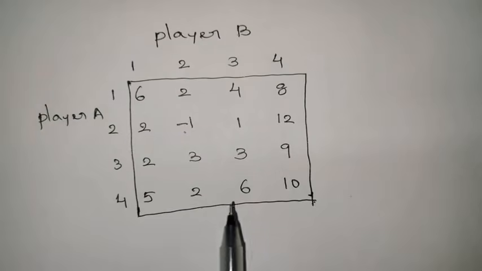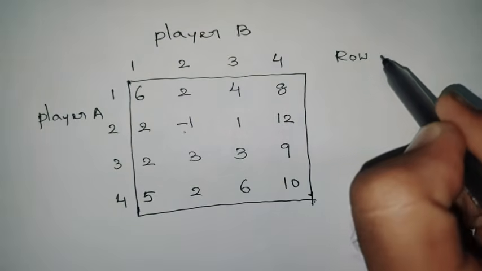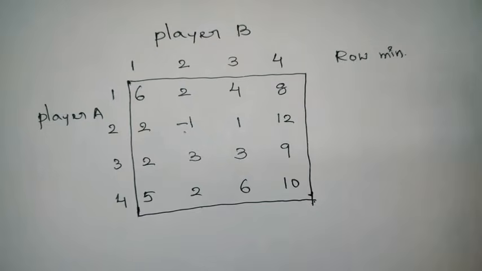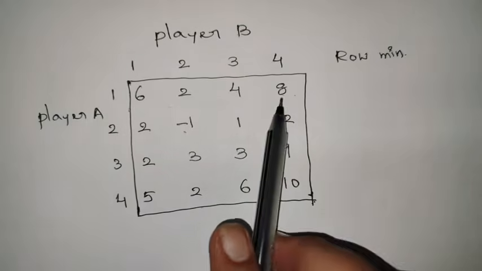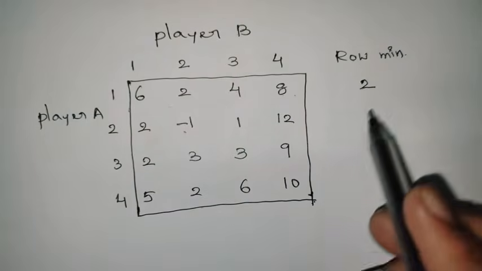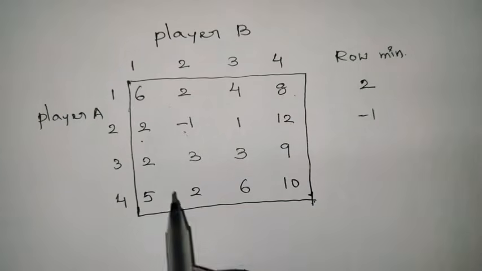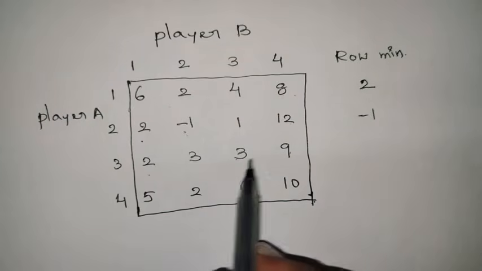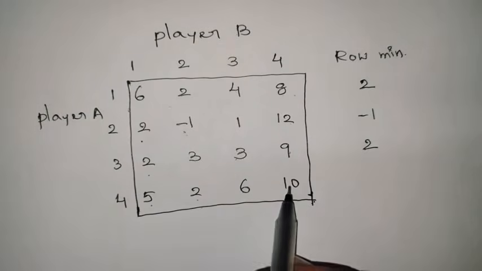I have rewritten the game. Now we need to find the row minimum values. Take the first row. What is the minimum value in the first row? In 6, 2, 4, 8, the minimum is 2. Similarly in the second row, 2, minus 1, 1, 12, the minimum is minus 1. In the third row, 2, 3, 3, 9, the minimum is 2. In the fourth row, 5, 2, 6, 10, the minimum is 2.